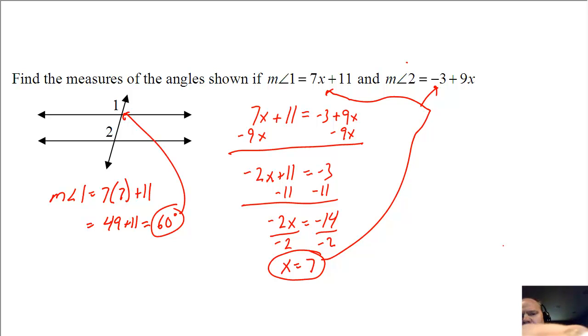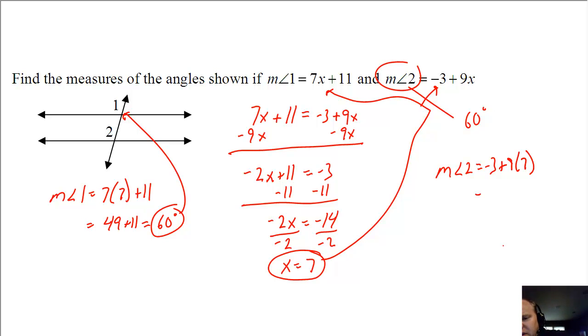And we also know the measure of angle 2 must be 60 degrees as well, because those two have to be equal to each other. Just to be sure, let's just go ahead and find the measure of angle 2. Negative 3 plus 9 times 7. Well, that's negative 3 plus 63, which is also equal to 60 degrees. So it checks out. Alright?